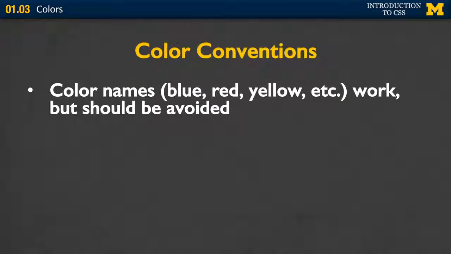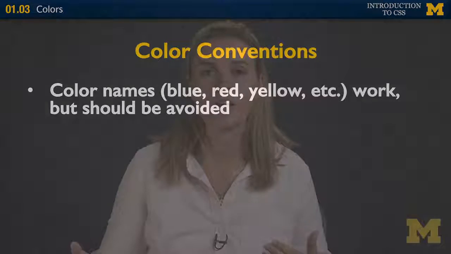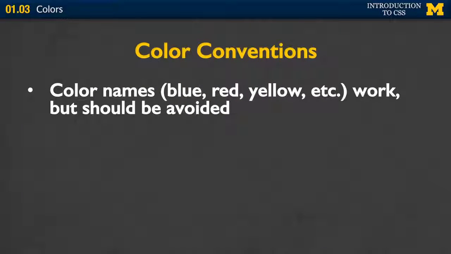We'll talk about the three different basic color conventions, the main ones that people use. Conventions is just another word for suggestions. It's not a rule. You don't have to follow the rules I'm going to give you. It's just the way that most programmers program so that they can understand what you're trying to do when they look at your code. One way that you can add color is to simply use the English words: blue, red, yellow, etc. These work and they'll show up fine on your page.